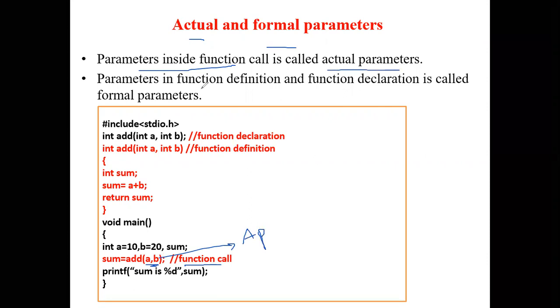And the parameters that we have in the function definition and function declaration are called formal parameters. So there are two types. Remember these words: actual and formal parameters. In the function call, they are called actual. In the function declaration and definition, they are called formal parameters.